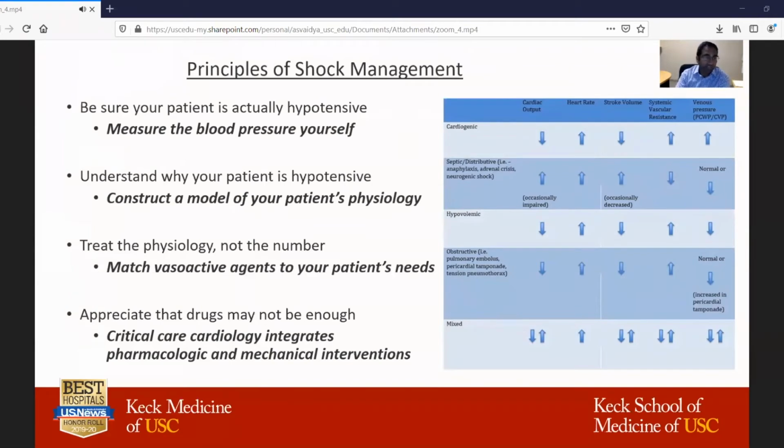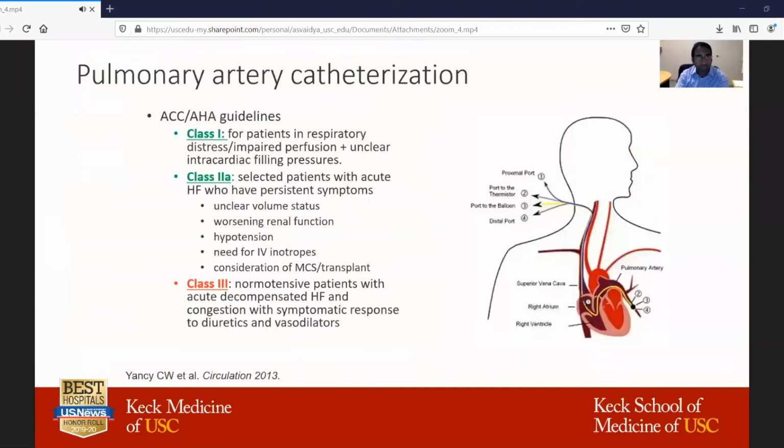And then using the knowledge that we just went over from the receptors in those specific targets, you want to match your vasoactive agents to the patient's need and where that evidence lies. And then lastly, just appreciate that drugs may not be enough. Critical care cardiology really integrates pharmacologic and mechanical interventions whenever your medical interventions have reached their limit.